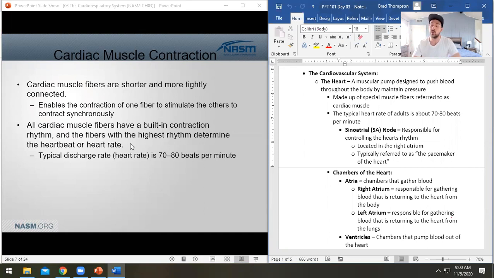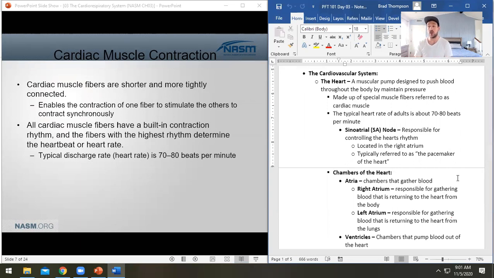And they all have this really cool built-in contraction rhythm, which is really great, actually. The fibers that have the highest rhythm are the ones that determine your heart rate. Again, those intercalated discs running throughout your muscle fibers help generate that electric signal running across everything. That's helping keep your heart all in sync and pacing at the same time, which is one of the most important things that we're going to spend a lot of time talking about.